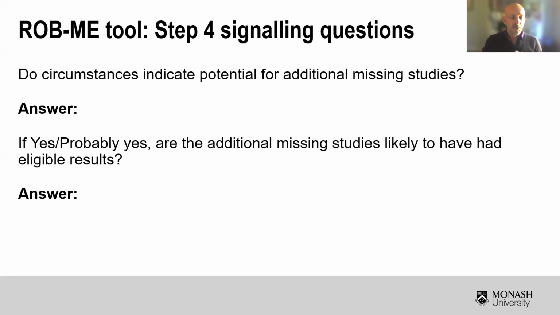So now we'll move on to considerations of whether there are whole studies missing. Do the circumstances generating these studies and the reports of these studies indicate there's potential for us to have completely missed studies? And again, if those studies had been found, would we probably have got results out of them?